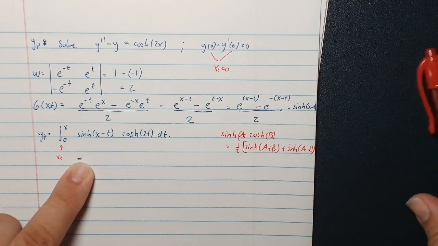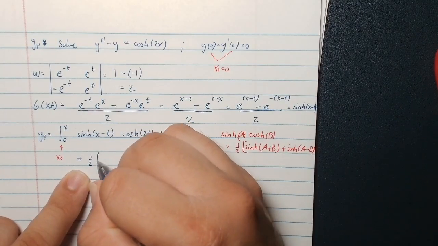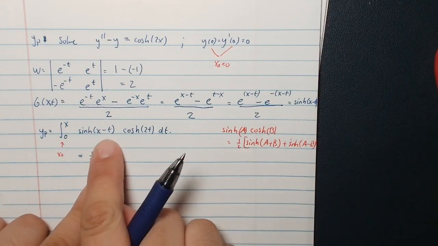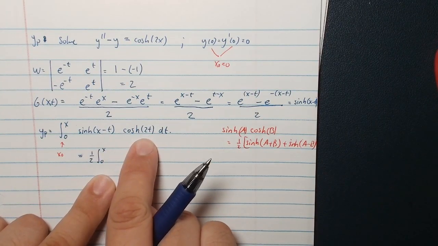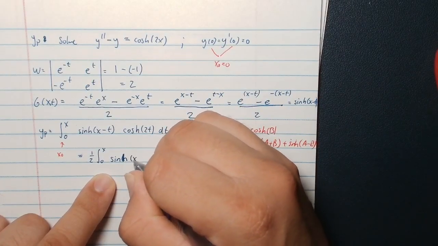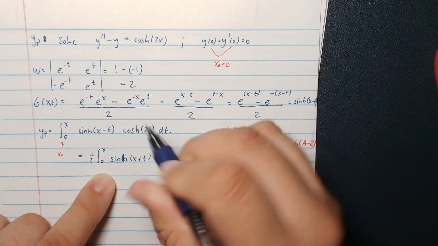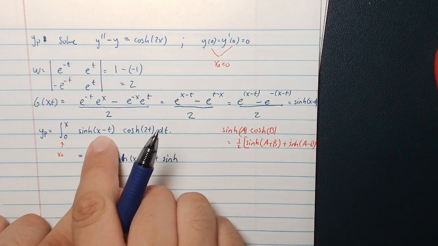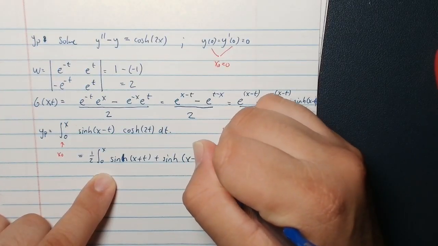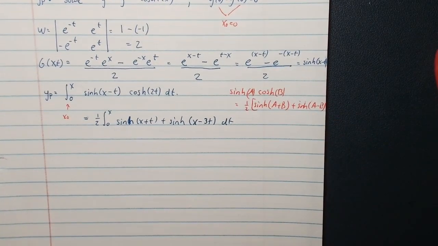The half would apply to everything there. So here what I would get is 1/2, and since that applies to everything, I'll just factor it out. 1/2 integral from 0 to x of sinh of, if I add these, I get negative x plus 2x is just positive x. So I get sinh of x plus t when I add those, plus sinh of, and when I subtract them, I get x minus t minus 2t is x minus 3t dt. And now I can just integrate with respect to t.